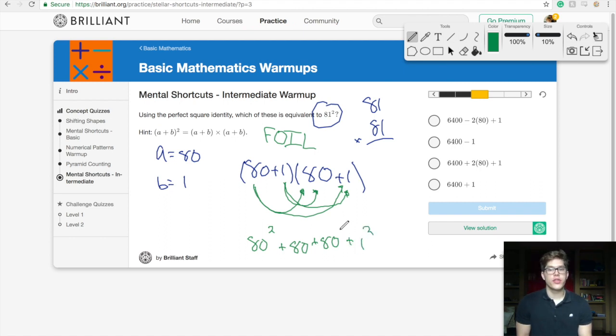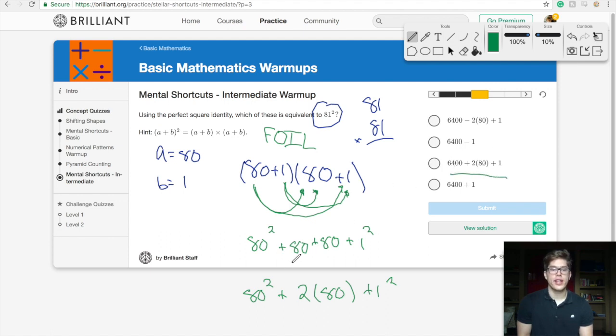So this is another thing we can do. And so what do we have? We have 80 squared plus 80 plus 80. So what is that? We have 80 squared plus 2 times 80 plus 1 squared. Does anything line up with this? And yes, it looks like C does.